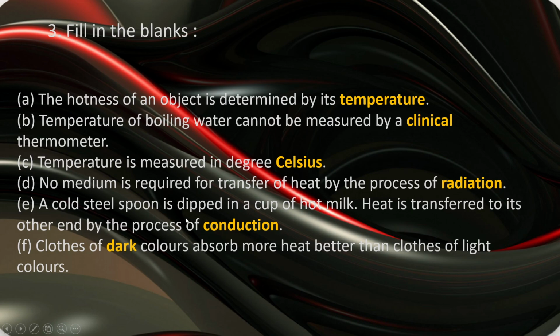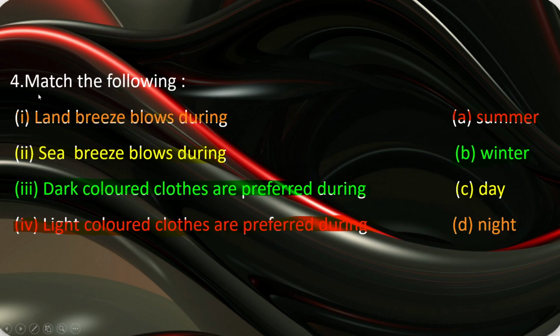E. When a cold steel spoon is dipped in a cup of hot milk, heat is transferred to its other end by the process of conduction. F. Clothes of dark colors absorb heat better than clothes of light colors. Question number 4. Match the following. 1. Land breeze blows during night. Second one, sea breeze blows during the day. Third one, dark colored clothes are preferred during winter. Fourth one, light colored clothes are preferred during summer.